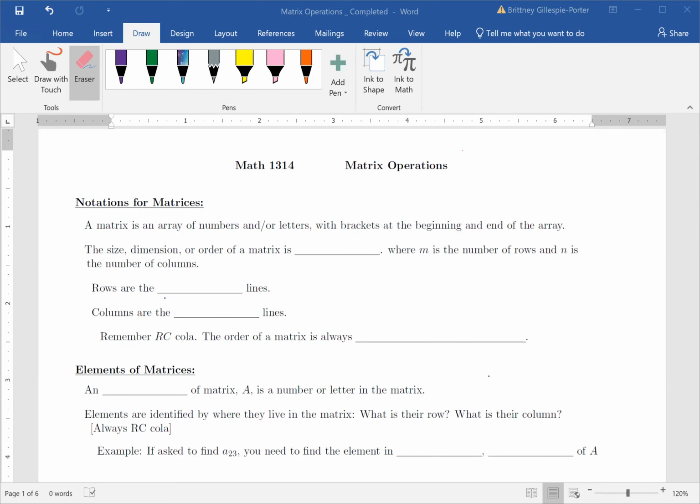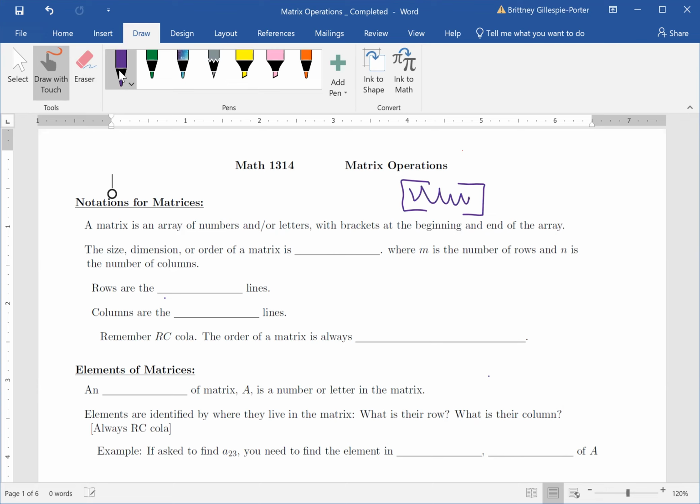Okay, let's talk about matrix operations. A matrix is an array of numbers and or letters with brackets at the beginning and end of the array. So it looks something like that. And we'll have stuff going on inside.